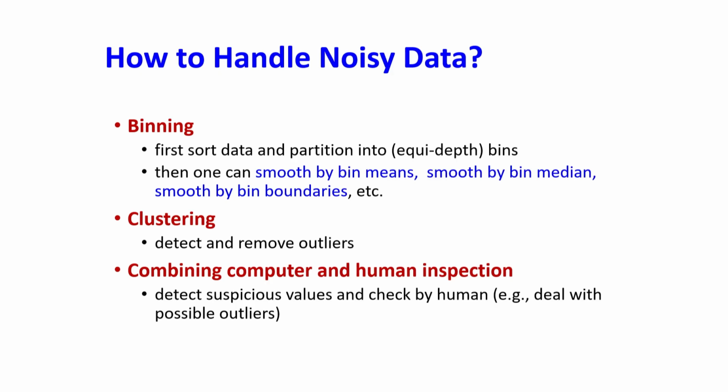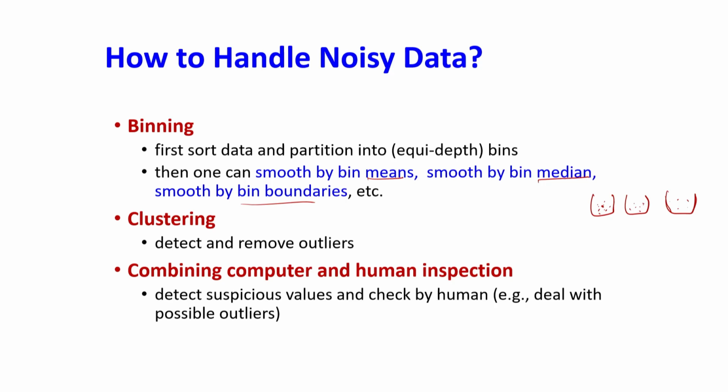Then once you have done that, you can smooth by bin means, using the mean of the bin, or the median of the bin, or even the bin boundaries. So I have different bins, segregated, sorted data. I can then smooth using the mean of this data, or the median of the data, or you can use the bin boundaries, right. This is very easy. This is what is widely used. And the last thing is what?